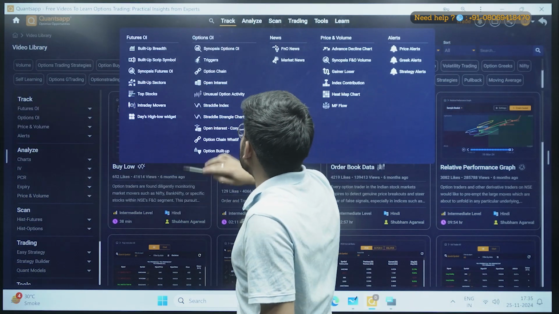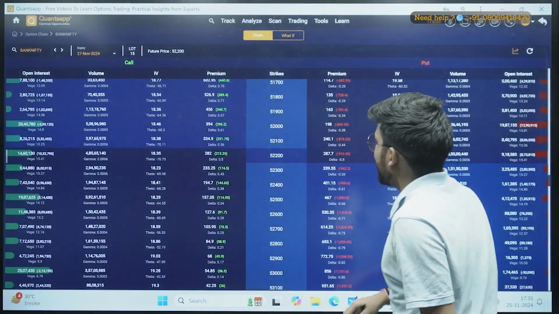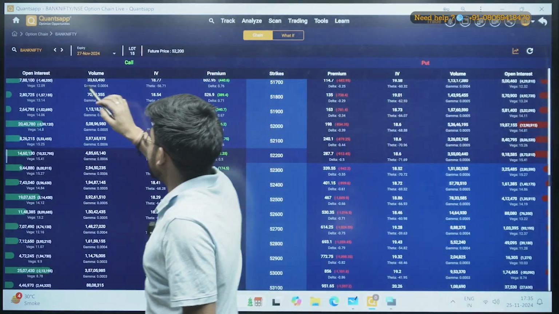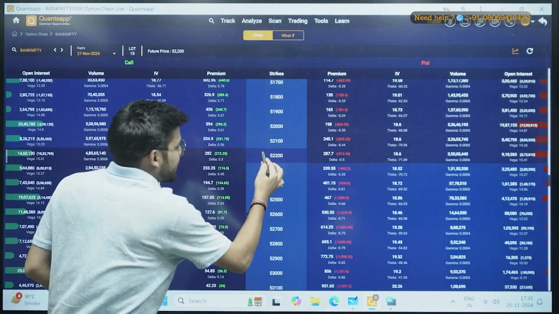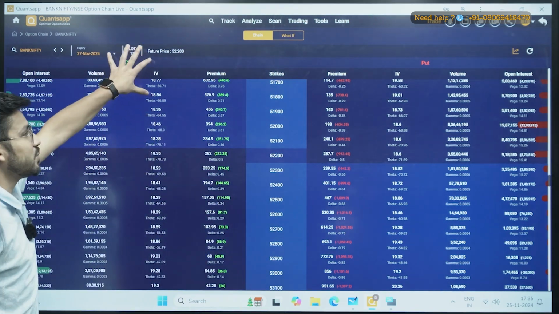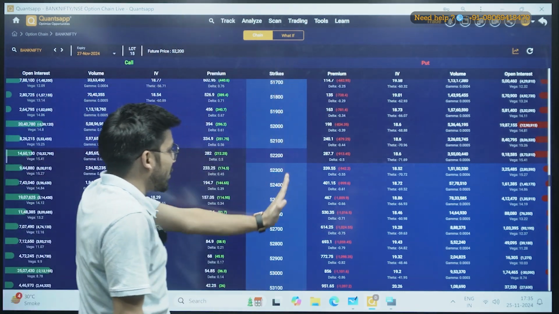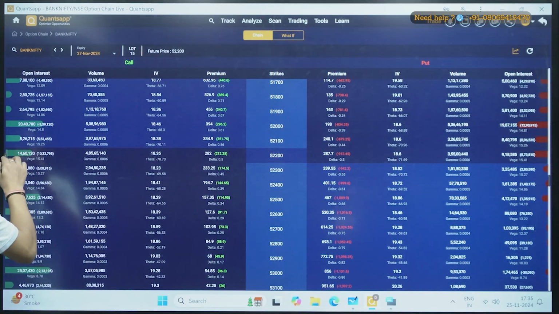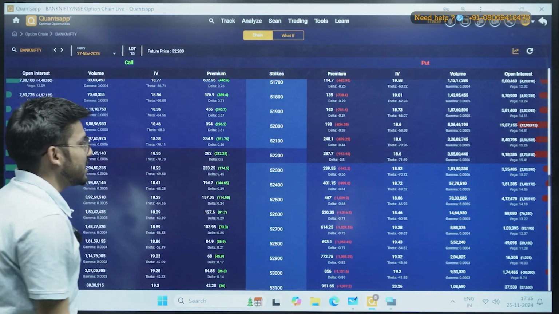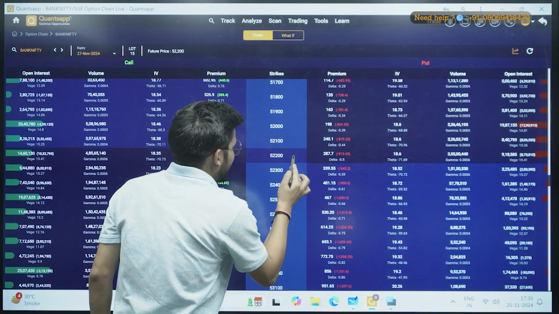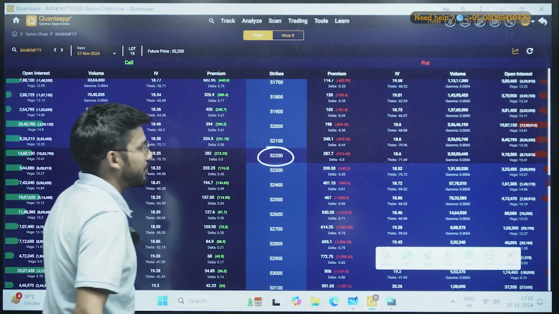If I open the option chain here, you can see the region where the color is dark, that is my ATM option. This is the call option, this is the put one. First of all we will take the example of the call one here. In the call option, the blue region is showing me that it is my ATM strike price, right?